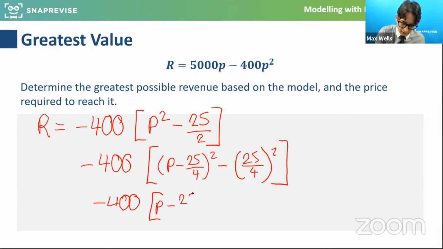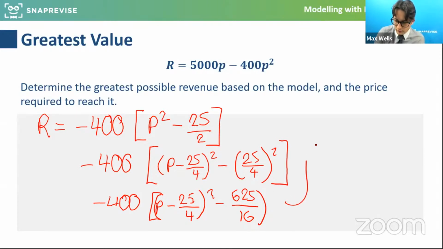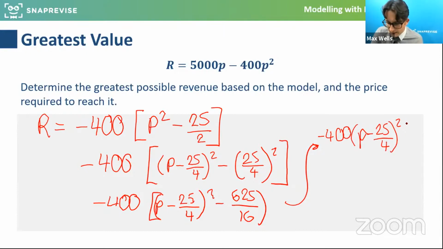Minus 25 over 4 all squared, and that would become minus 400 p minus 25 over 4 squared minus 625 over 16. Then if you times that by minus 400, we get minus 400. Brilliant. Yeah, lovely suggestion. You could also find turning points using differentiation for those that have done that skill. That's a superb suggestion. And there are other techniques, as I said, on the calculator as well.